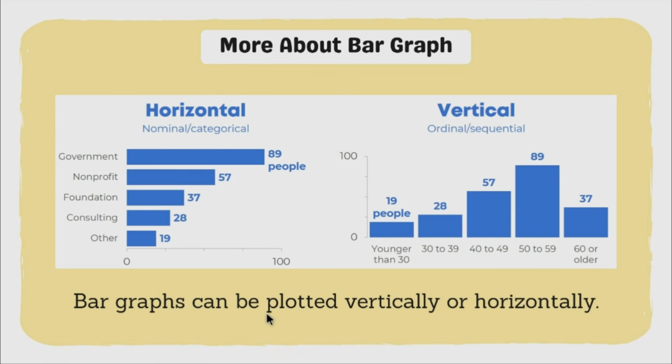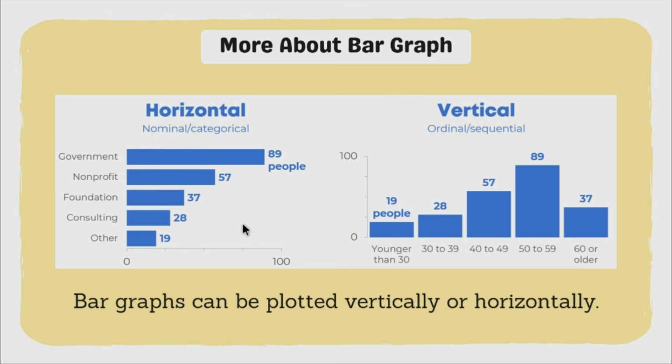Next, bar graphs can be plotted vertically or horizontally. Okay, pwede pong ganito yung pagkakaayos. Naka-horizontal po siya. Andito po yung mga categories at andito po sa baba yung mga frequencies. Unlike sa normal na vertical siya, andito yung categories natin at andito yung frequency.